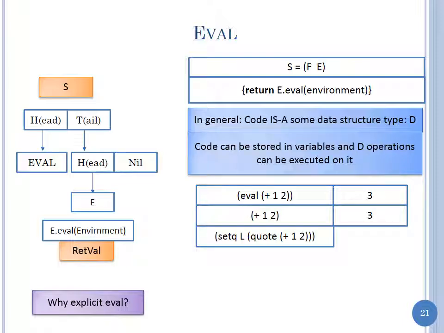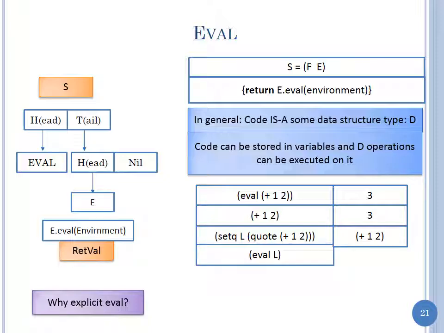So code can be stored in variables and executed on it. So I can go and say setq L quote plus 1, 2. Okay? So I get now plus 1, 2 stored. It's an application. At some point, I hope, I should be able to use it. So I go and eval L, and I get back 3. Okay? And again, there are 2 evals here. There are, in fact, 3 evals in your world. There's the eval the user types. There's the eval on the S expression. And there's the eval on the evaluators that you register. They're all tied to each other.